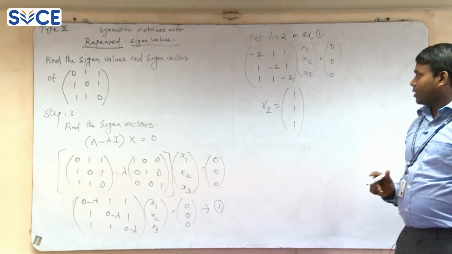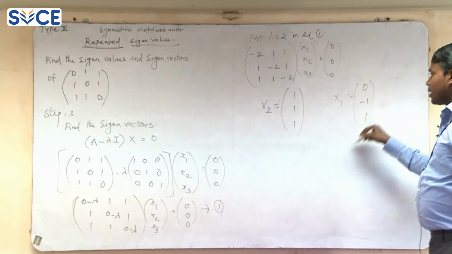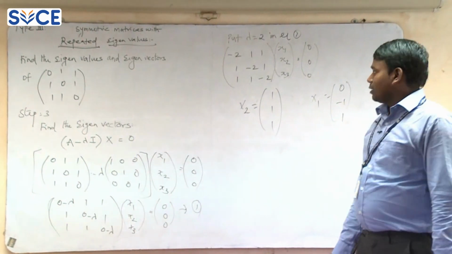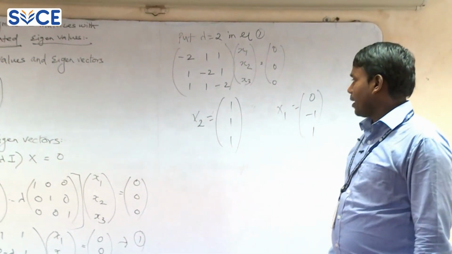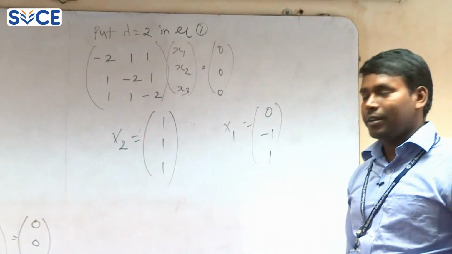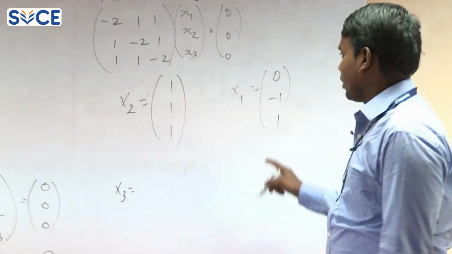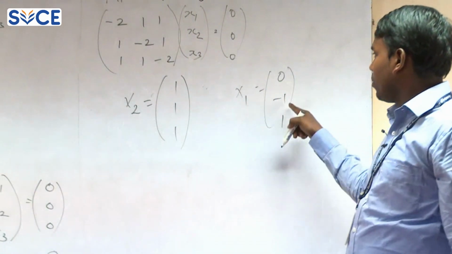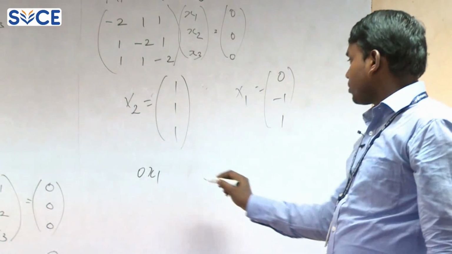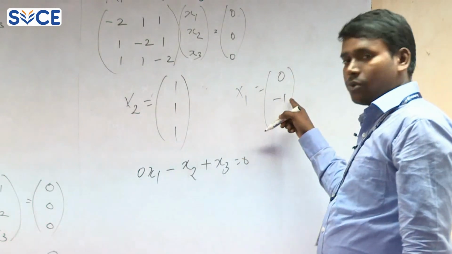Now the first eigenvector is x1 equal to 0, minus 1, 1. The second eigenvector is 1, 1, 1. Now we need the third eigenvector. The procedure to find the third eigenvector is to use these two eigenvectors. So the first eigenvector is 0, minus 1, 1, that is 0 x1 minus x2 plus x3 equal to 0.